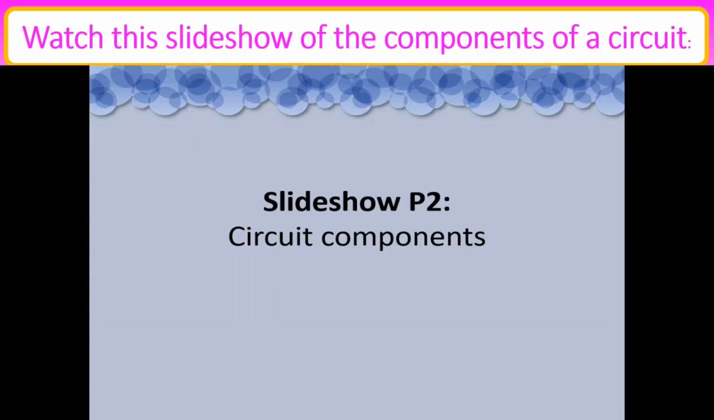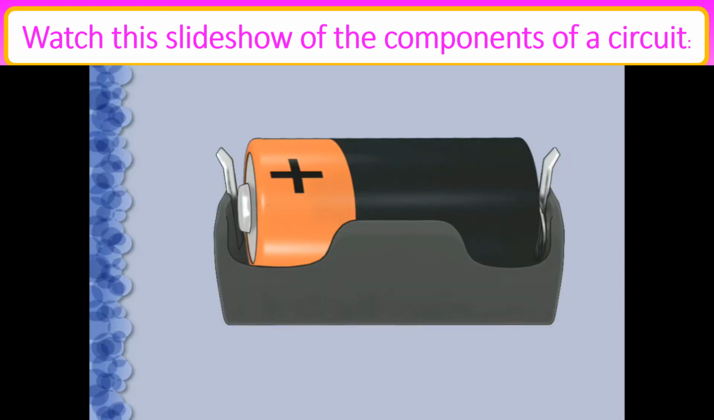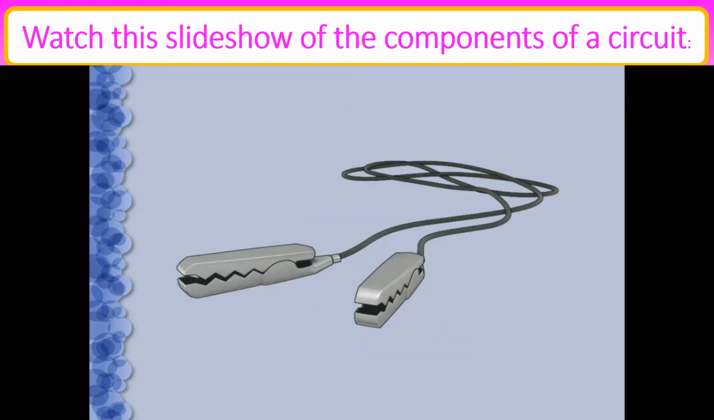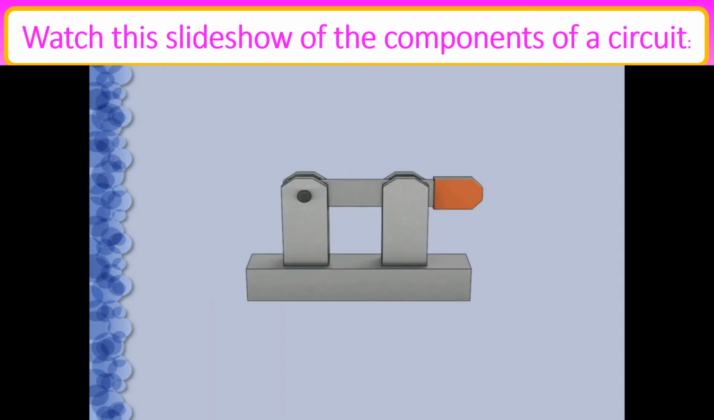Take a look, this is a slideshow of the components of a circuit. First, a battery. Second, a bulb or a lamp. Third, a wire. And we have also a switch. So these are the different components of a circuit.